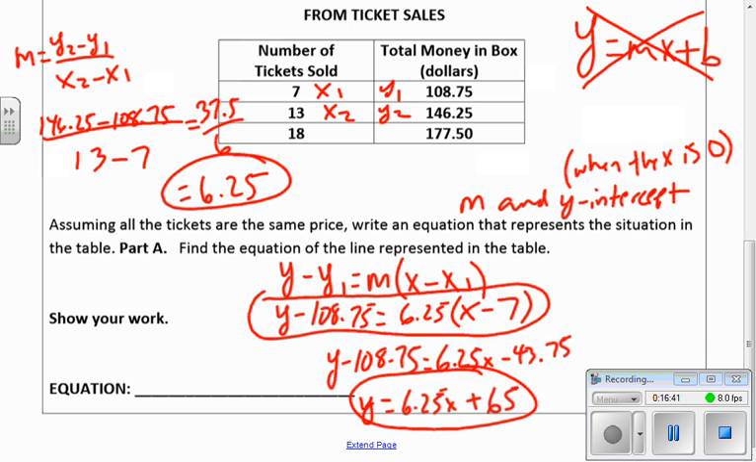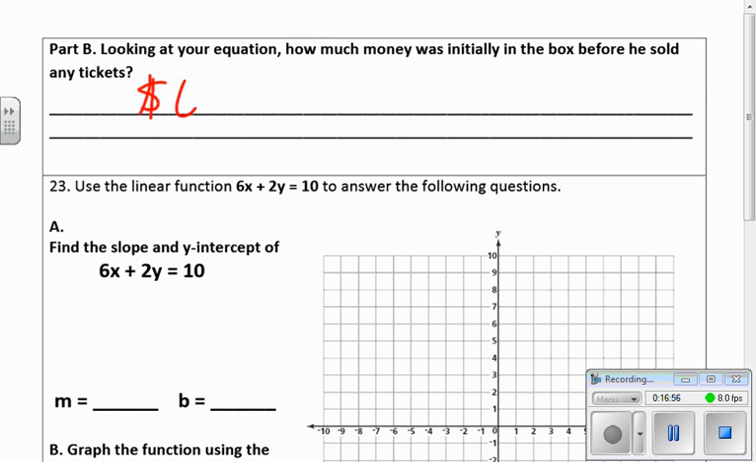There is a part B. It says, looking at your equation, how much money was initially in the box? So initially in the box, you need the y-intercept. So the answer to part B, which is on the next page, is $65. So you needed to find the y-intercept.